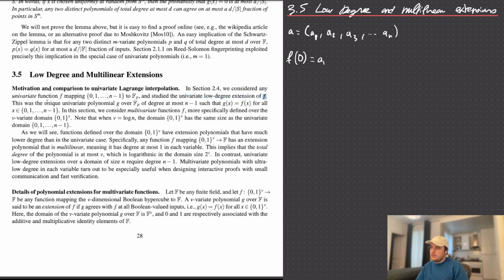The univariate low-degree extension of f. This was the unique univariate polynomial g over F prime of degree at most n minus 1, such that g of x equals f of x for all x in the input. In this section, we consider a multivariate function f, more specifically defined over the domain 0, 1 to the power of v. Note that when v equals log n, the domain has the same size as the univariate domain. Okay, I have no idea what they are talking about.